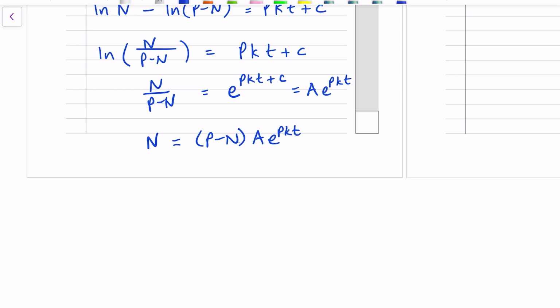Expanding that out, I'm going to get one term that has an n on it. I move it to the left-hand side. So I've got n on the left times 1 plus a e to the pkt. And then the term that doesn't have an n in it stays on the right-hand side, a p e to the pkt. And then lastly, division.